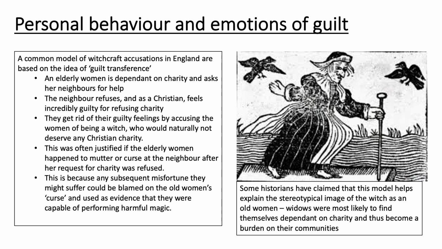A historian called Macfarlane has used this idea of Christian feelings of guilt and this idea of guilt transference, putting your own feelings of guilt onto somebody else, to help to explain who was selected as witches, who was accused of being witches in England. And the structure he follows is laid out here in these bullet points. There's a kind of common scenario that occurs in witchcraft accusations. Namely, an elderly woman is dependent on charity and asks her neighbours for help.